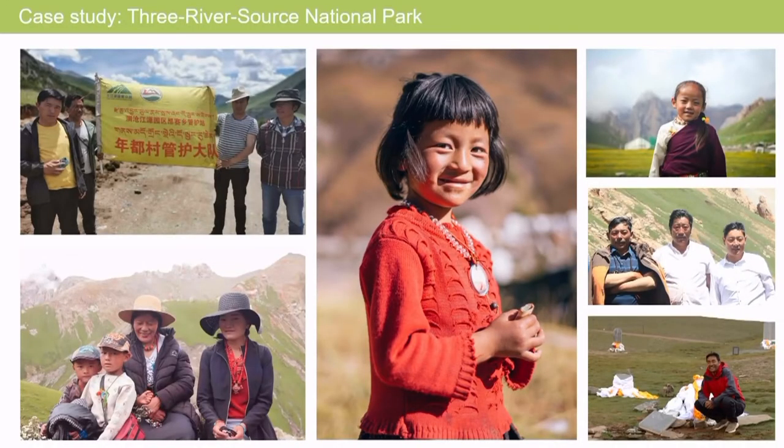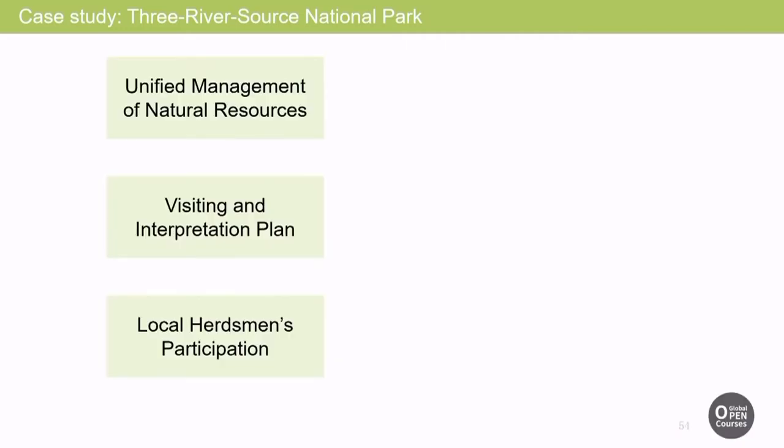As I mentioned earlier, at the beginning of the pilot, one-third of the 64,000 local people were poor, right? In 2020, all of the people within the Sanjiangyuan National Park got out of poverty, along with the whole country. So this is basically the story of Sanjiangyuan, of how to build a national park.